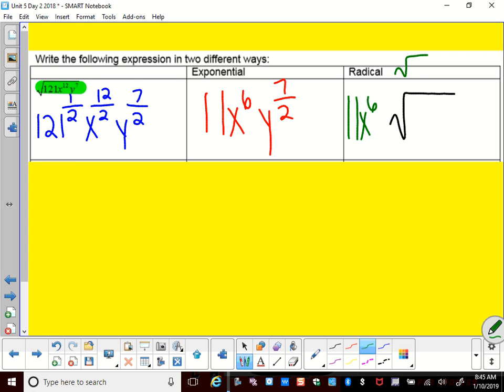Alright, then I have y's. I have y to the 7th. There are how many groups of 2? 3 groups of 2. And what's left over? 1. So this is my answer for radical. The radical version is what we learned today. We're taking out things that we can. Any questions here?